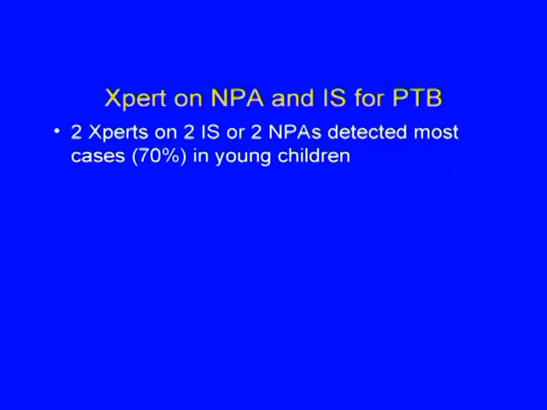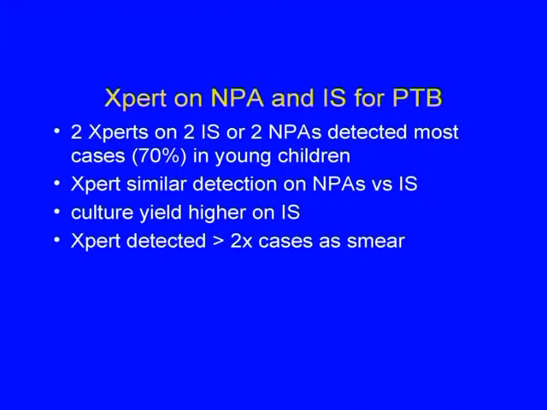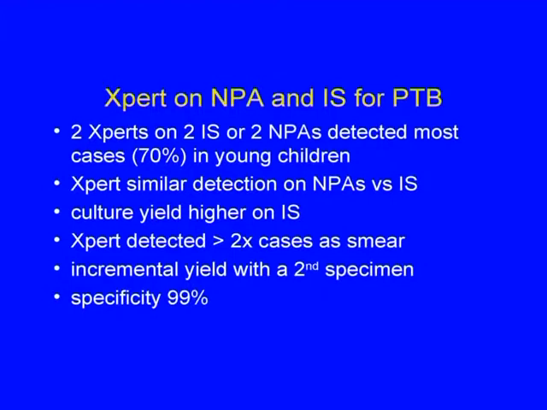So for me, the conclusions from all these studies in terms of the microbiological testing for children is that two Xperts on two induced sputum or two nasopharyngeal aspirates detect most cases of culture-confirmed TB in children. If you're going to use Xpert, you can use it either on nasopharyngeal aspirates or induced sputum. If you're going to use culture, use induced sputum. Xpert is much better than smear. You need two specimens, and I've stressed the specificity and fast rate to culture.